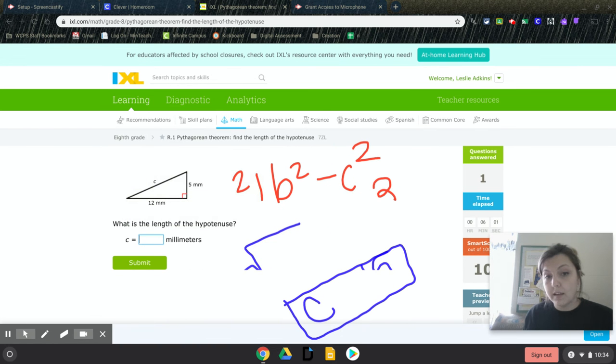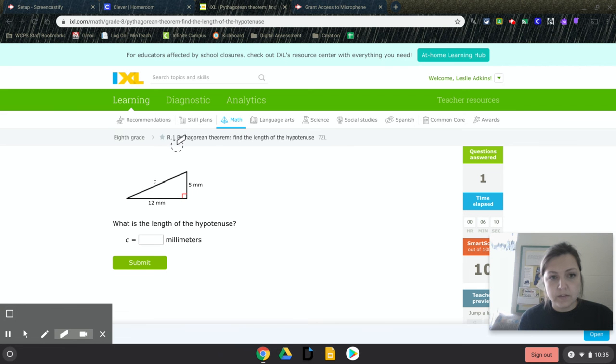There we go. All right. So all of these are going to be the same way. You're just going to be solving for the hypotenuse every single time. So now let's head back and look at R2.